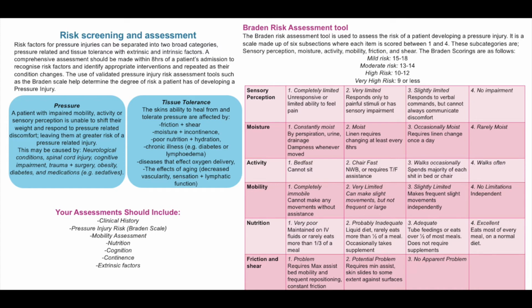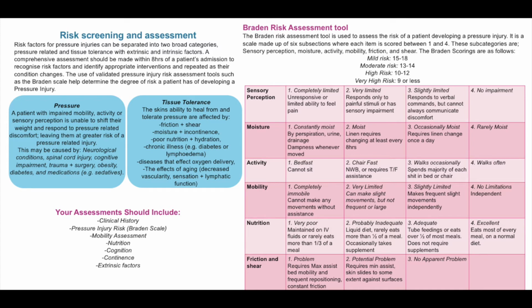They'll score 2 if they're considered moist, so the linen requires changing at least once every 8 hours. 3, they're occasionally moist, requires linen changing at least once a day. Or 4, rarely moist, so they're continent, they're not perspiring too much and just not damp at all.